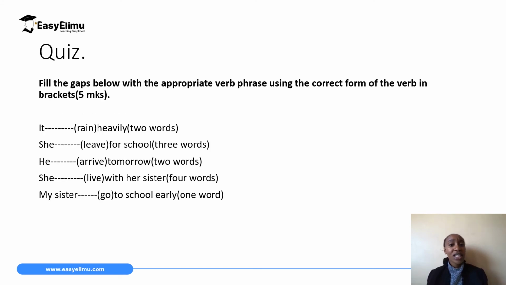So that's it for verb phrases. I hope you have understood and you're now able to construct sentences and identify the verb phrase. You're able to construct a sentence that has a verb phrase that consists of one word, two words, or even four words. For further practice, you can have a look at the quiz and attempt it. Fill the gaps below with the appropriate verb phrase using the correct form of the verb in brackets.